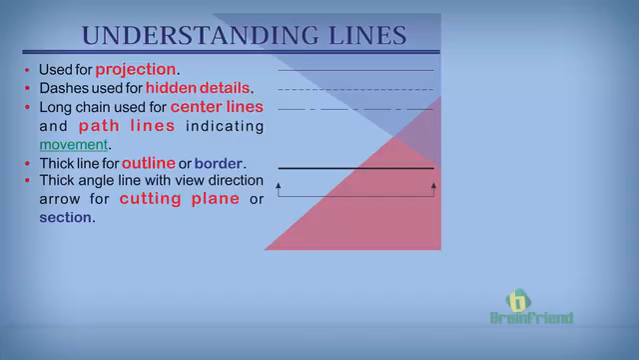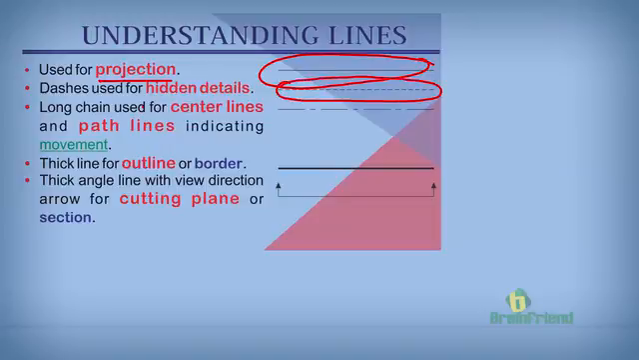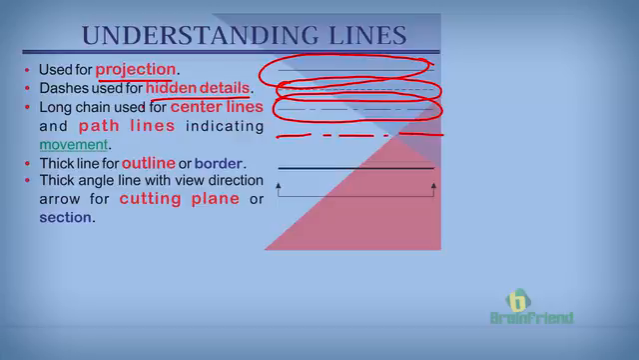Now, whenever you see a line like that, it is used for projection. So you take note of that. And then if you see a line like that, dashes, dots like that, these kind of lines are used for hidden details. And then if you see a line like that, these kind of lines are used for center lines and also path lines that indicate movement.